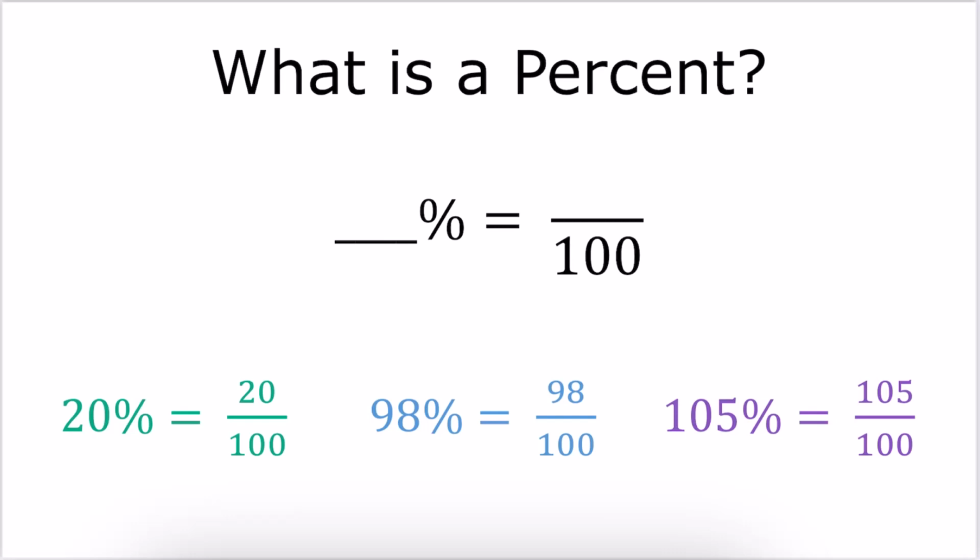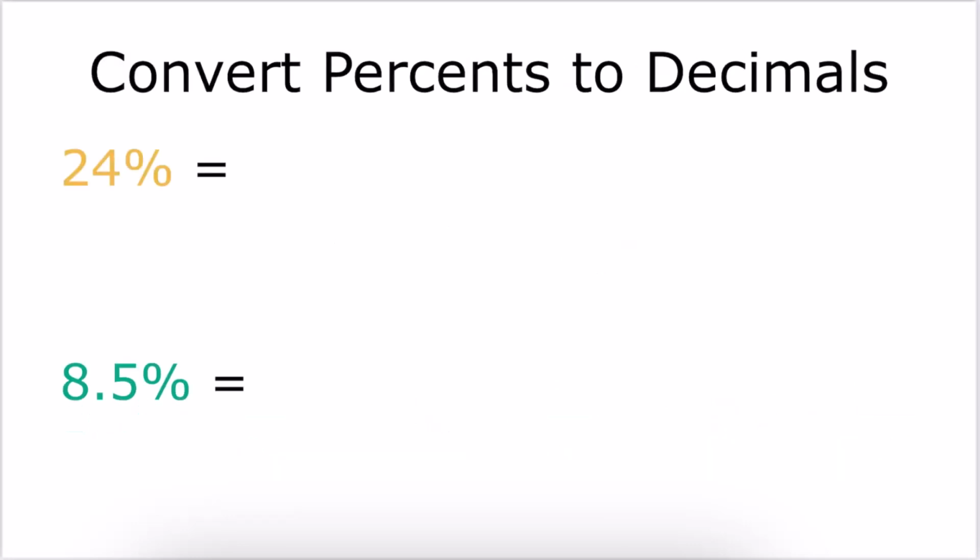A percent is a standardized ratio that has a denominator of 100. So if you have 20%, that literally means 20 for each 100, which we write as 20 over 100. So, when we're converting percents to decimals, we want to use this concept and reinforce this concept when we're teaching it to our students. So, if we have 24%, that means we have 24 for every 100.